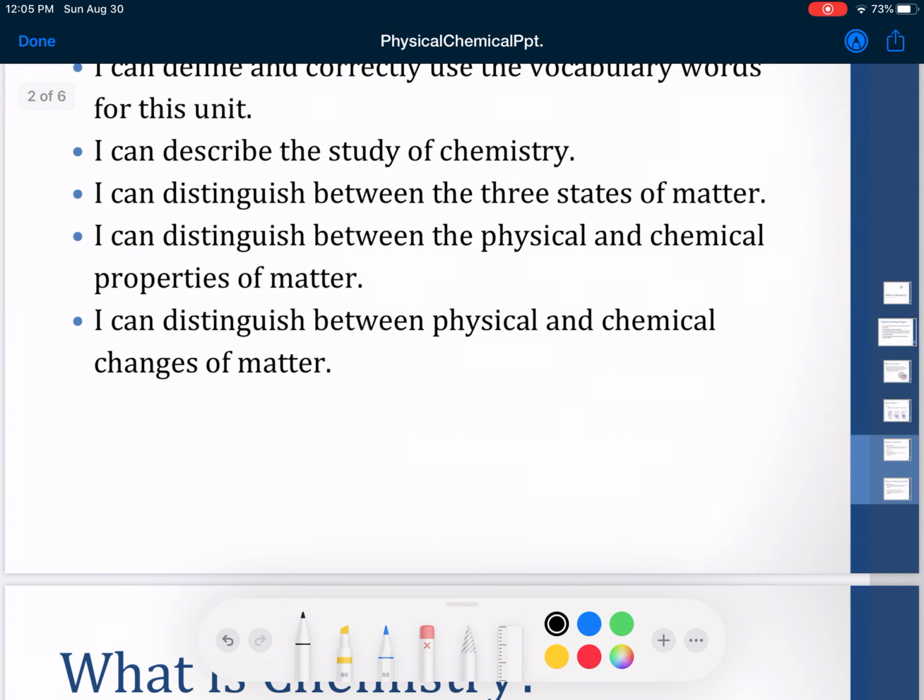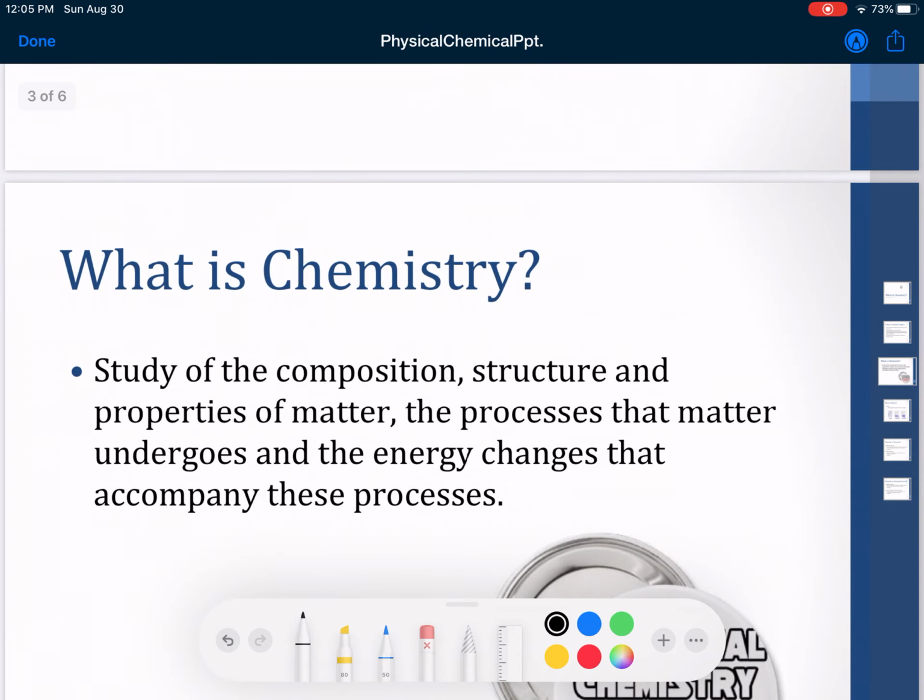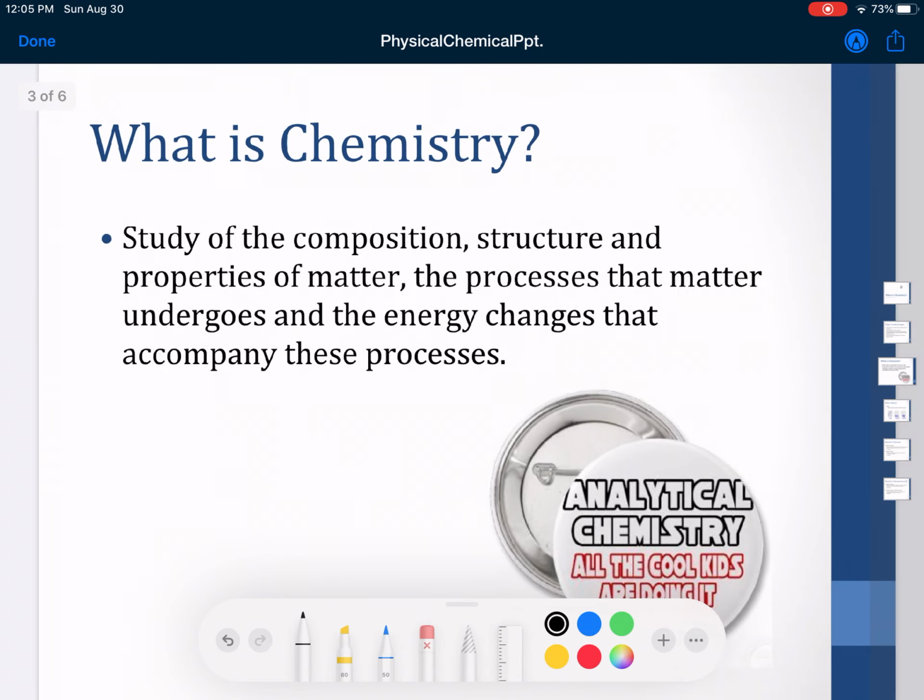Number four, I can distinguish between the physical and chemical properties of matter. For those of us that are familiar with physical and chemical changes, physical and chemical properties, this might be a review, but for some of us it might be new, so we'll go through that as well. And the last one, I can distinguish between physical and chemical changes of matter. We'll go through that. All right, so what is chemistry?